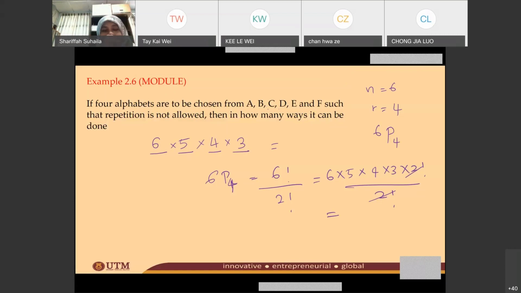Okay, that means kalau let's say if the repetition is allowed, so that means the first one is 6, second one is also 6, the third one is also 6, and the fourth one is also 6. So 6 to the power 4 lah actually. Okay. Okay. So that is the example. Okay, just go back again.